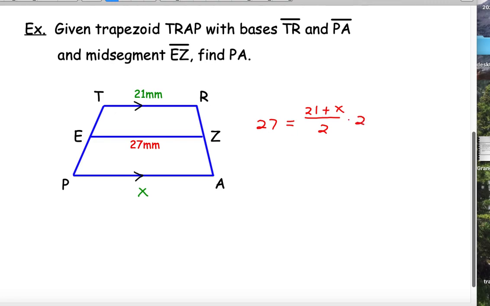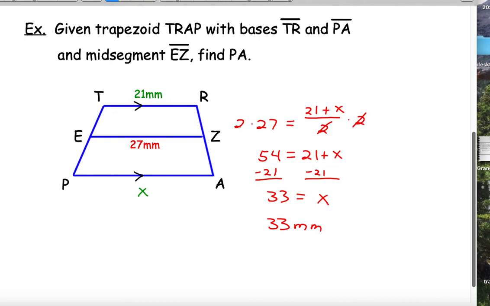So a little more work, but I just need to solve this equation. So I'm going to multiply both sides by 2 to cancel those. So I'm going to get 54 equals 21 plus X, and then subtract 21 from both sides. And that's going to give me X is equal to 33. So 33 millimeters is the length of PA. And that's all there is to it.